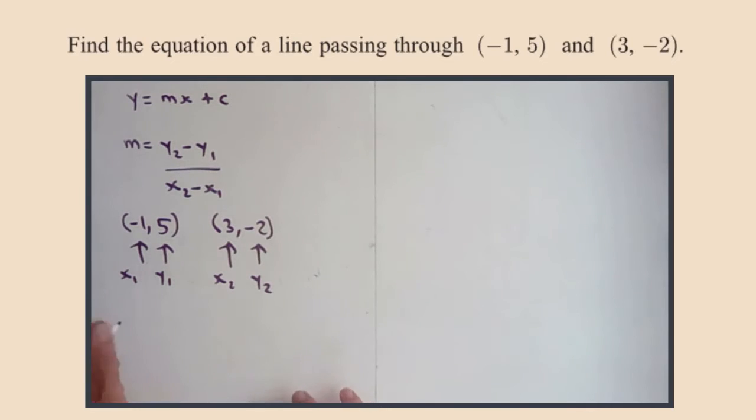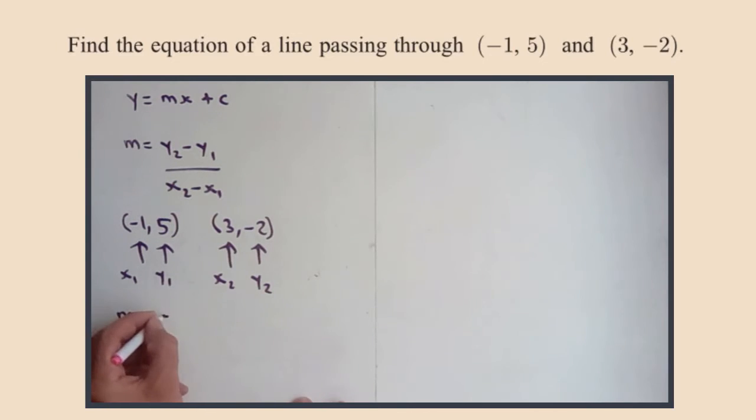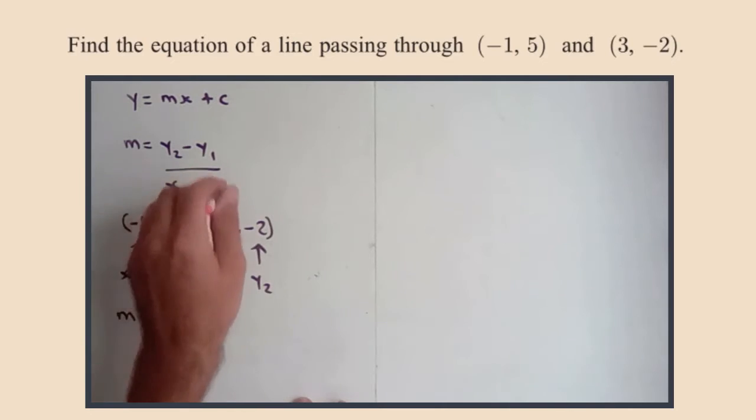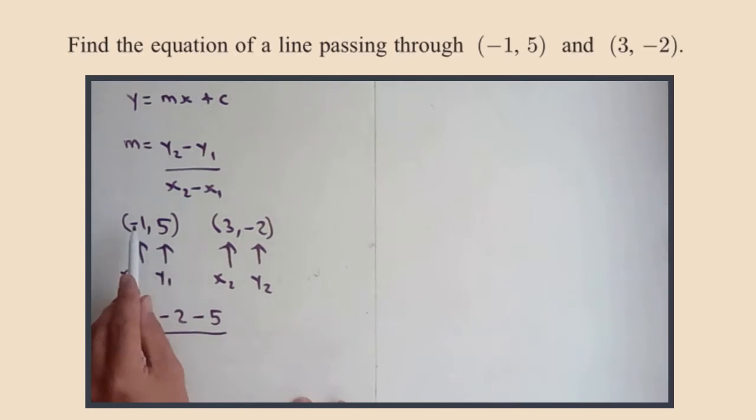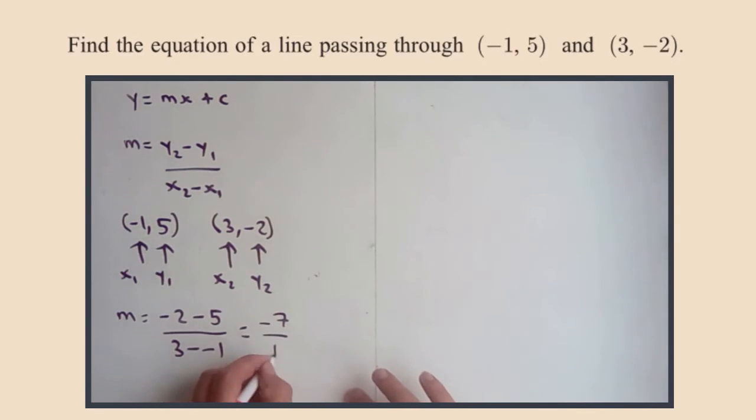Right, so we need to find m. m equals y2 minus y1, -2 minus 5, over x2 minus x1, 3 minus -1. Well, -2 minus 5 is -7. 3 minus -1 is the same as 3 plus 1, which is 4. So it's a complicated gradient, but hopefully it'll be okay.